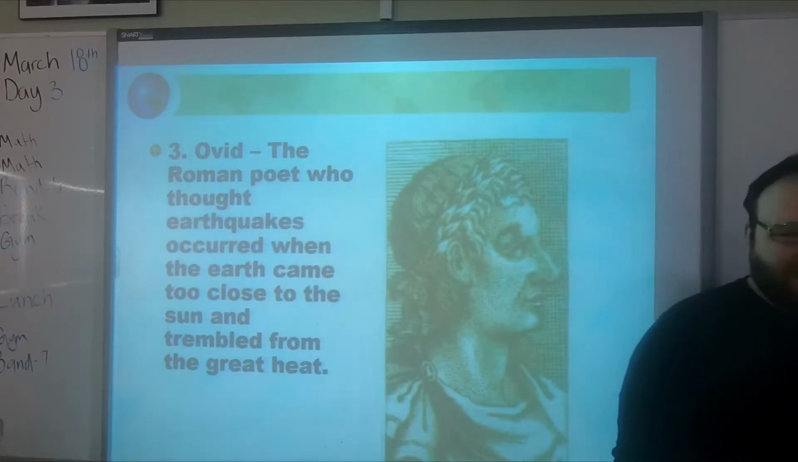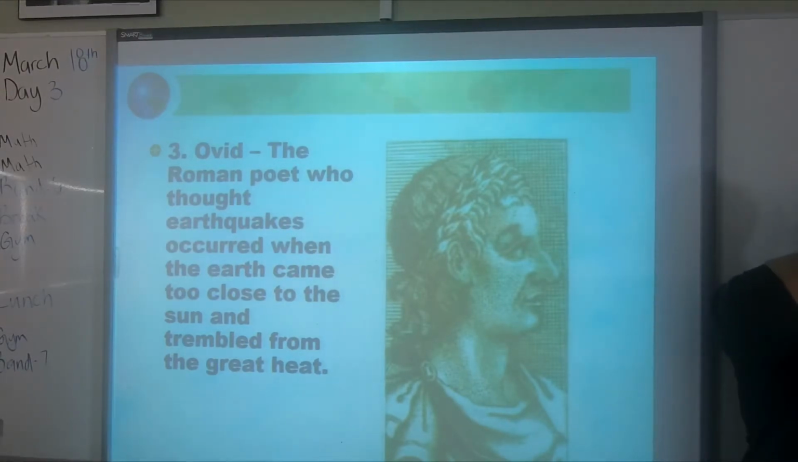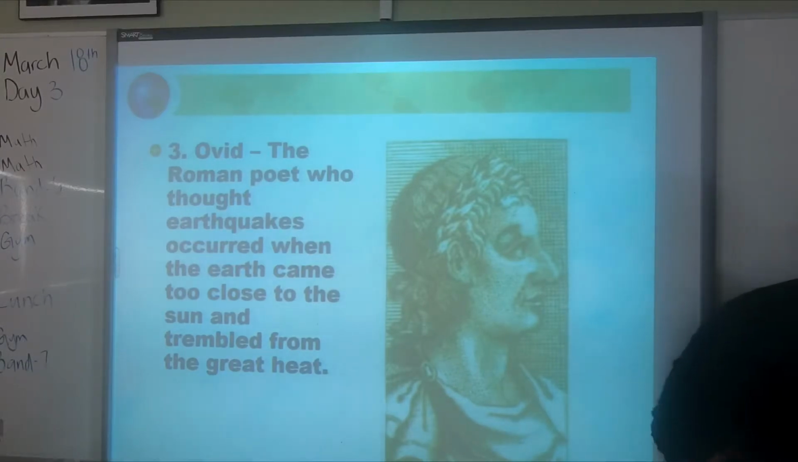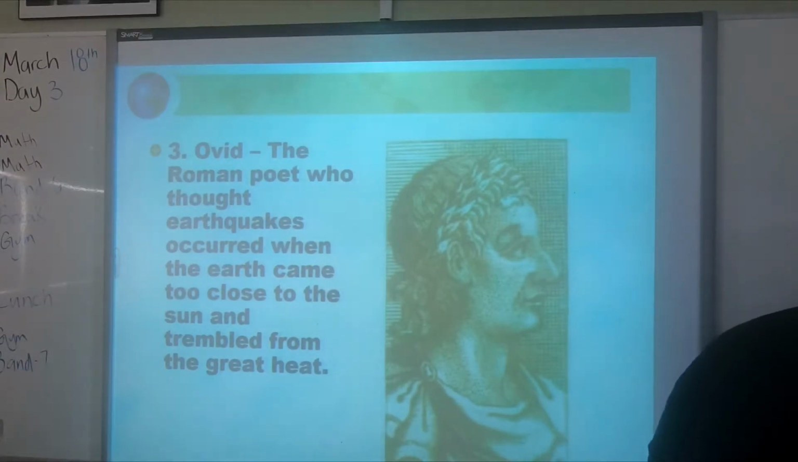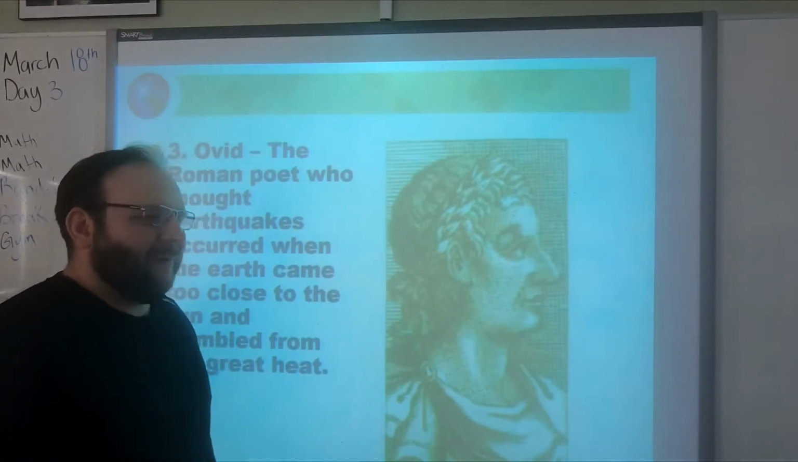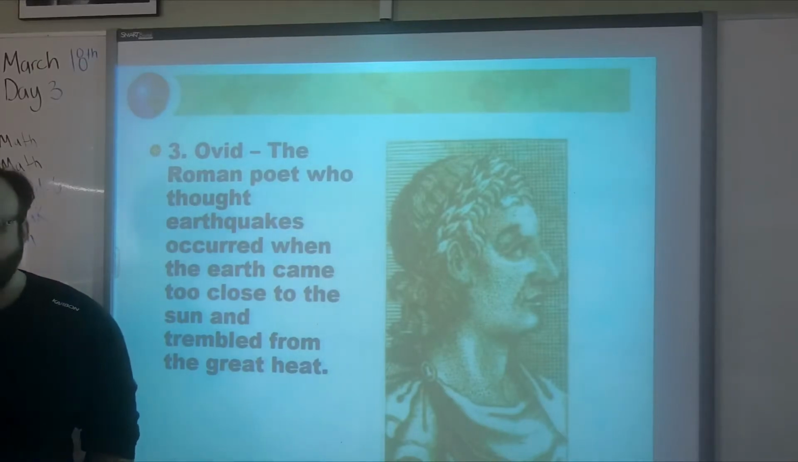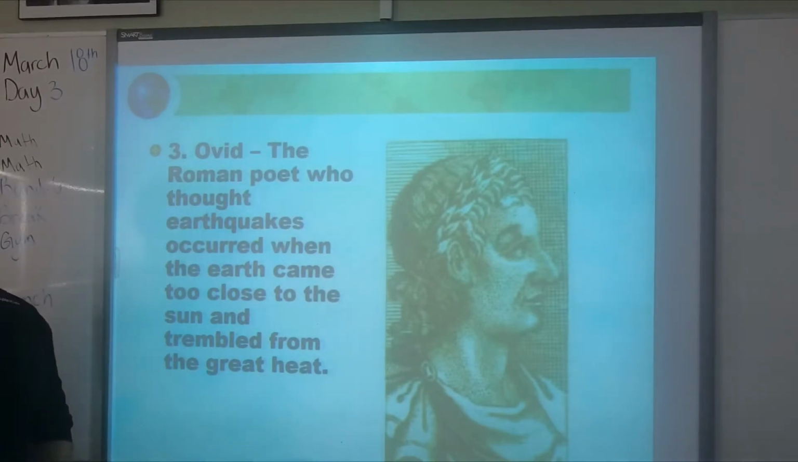Sage is already shaking her head. What's wrong with that theory, Sage? It's silly. Well, yeah. Does the movement of our earth have anything to do with earthquakes? No, you're right. I see head shaking, but no one wants to say anything. But let me ask you, what's right about Ovid's theory? He's wrong. It does not have to do with the fact that the earth is too close to the sun. But what is right about his theory? There is one thing that is right.